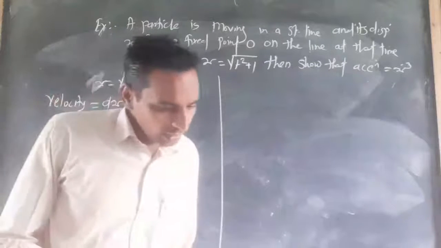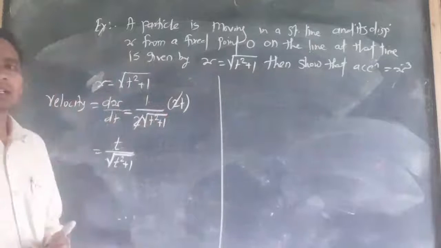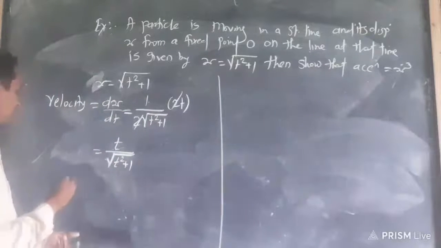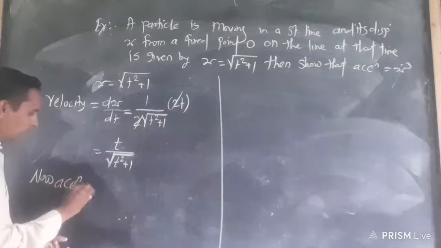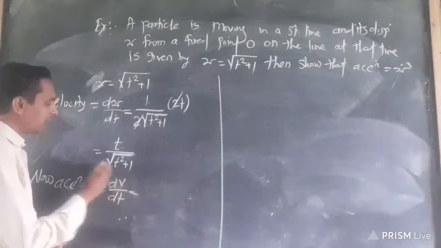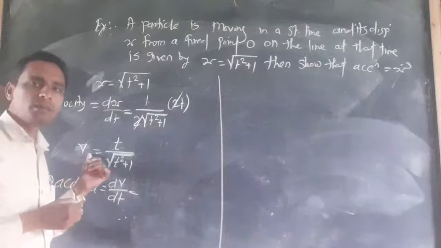Therefore velocity is t upon root of t square plus 1. Now friends, we will find the acceleration of the given example. Acceleration a is equal to dv by dt. Again find the derivative of v.